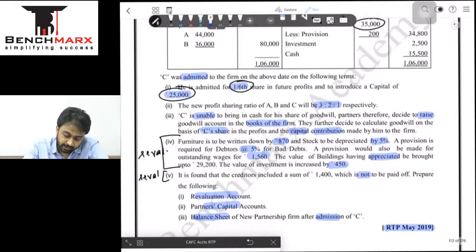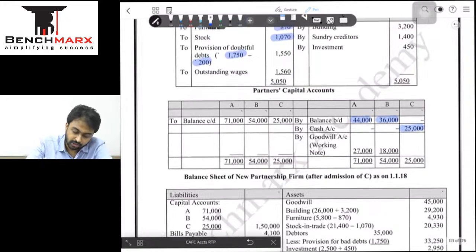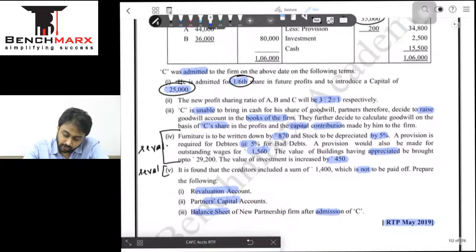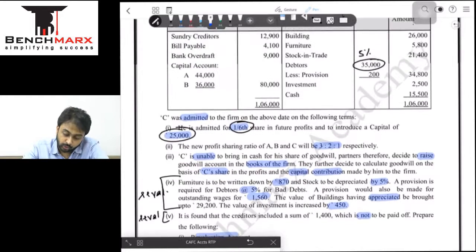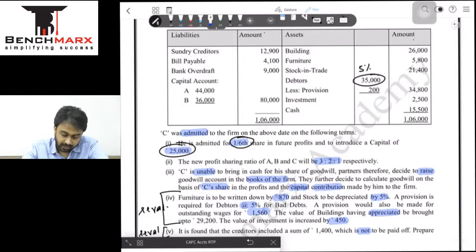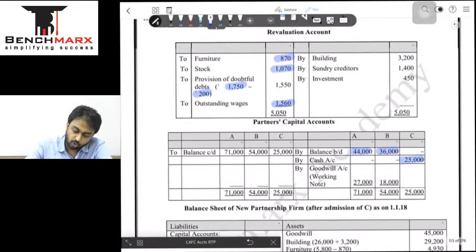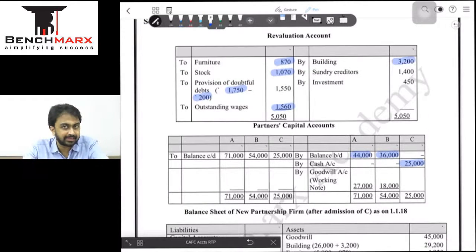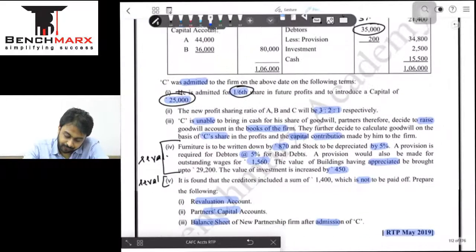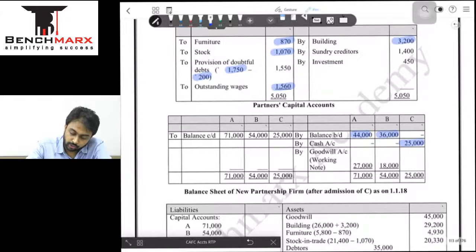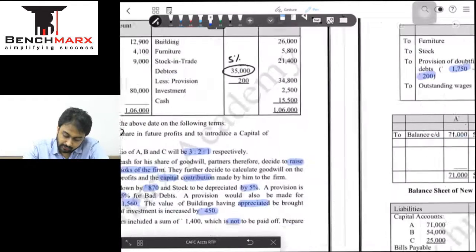Then provision would be made for wages 1560, appears to be a loss, so again debit side 1560. ठीक है, ये भी अपना हो गया. Then value of buildings appreciate up to 29,200. So 26,000 is the value of building. I have to bring it to 29,200. Appears to be a gain of 3,200. So go on the credit side. That is 3,200 as a gain. ठीक है, ये भी हो गया. Then creditors of 1400 is not to be paid. If an amount is not to be paid, it is a gain. So it is revaluation credit side 1400. ये भी हो गया.